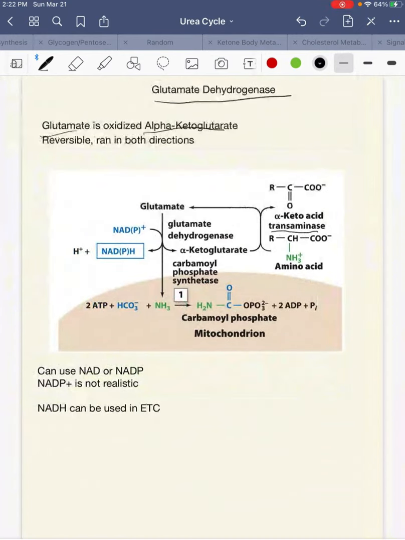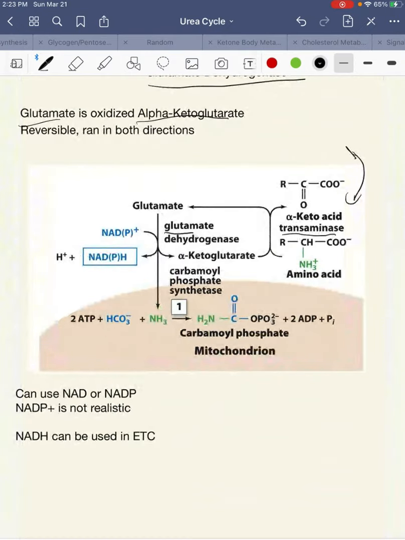Another thing I'll mention about the transaminase reaction is this is very similar. This is the same reaction we talked about in the malate-aspartate shuttle. So if you go back to the malate-aspartate shuttle, there is usually a transaminase reaction there, and it's referring to this reaction. Okay, so if you go there and briefly look at that, it will look very familiar.